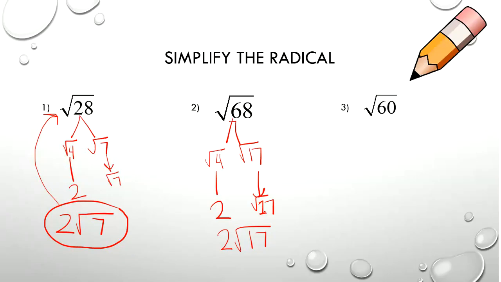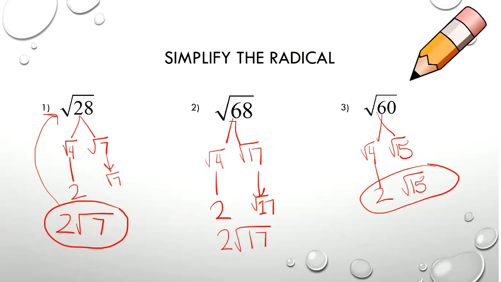So square root of 60, let's take a 4. I think 4 can go into 60 as well. Well, that'll be 2. Square root of 15 is just the square root of 15. So it'd be 2 square roots of 15 in 60.